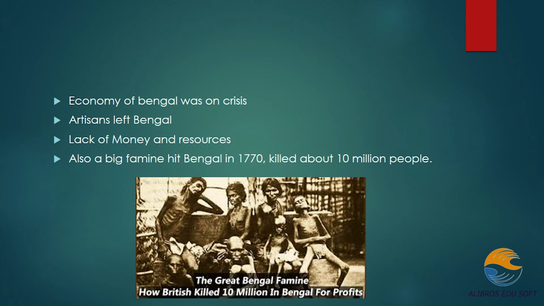So these crises made peasants and artisans leave their place. They started migrating from their place to other places for improving their livelihood, and also they started cultivation of different kinds of crops in different areas.